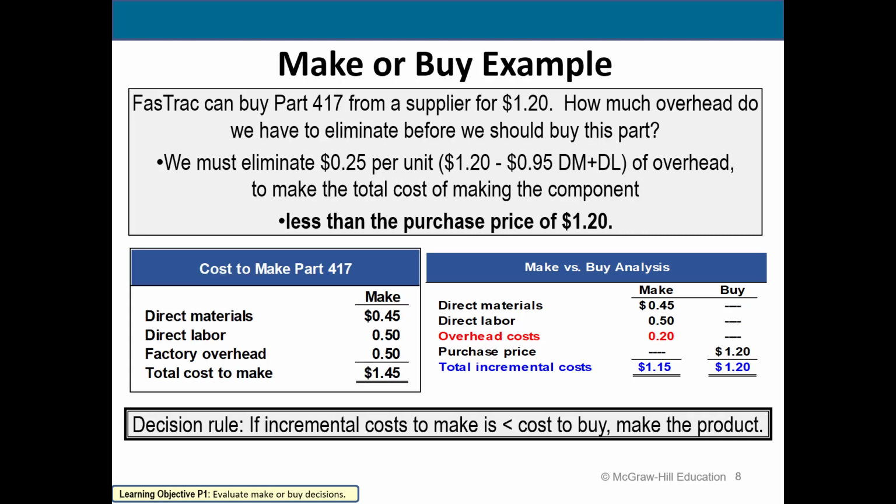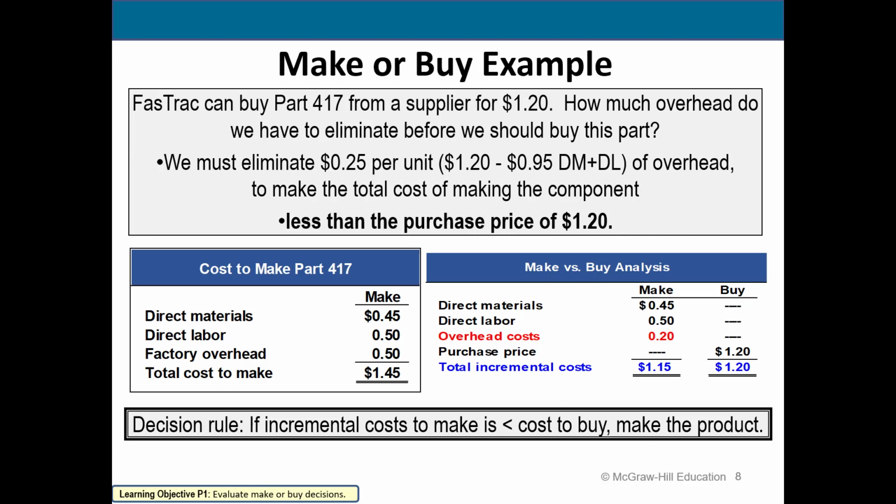Here's an example of a make or buy decision. Fast Track currently makes Part 417 with unit costs that include direct materials, direct labor, and factory overhead. The normal predetermined overhead application rate is 100% of their direct labor cost. An outside supplier offers to make this part for us and sell it to us for $1.20. We know that $1.20 is less than their current $1.45 unit cost. So should they stop making the part and buy it from the outside supplier for $1.20 a unit?